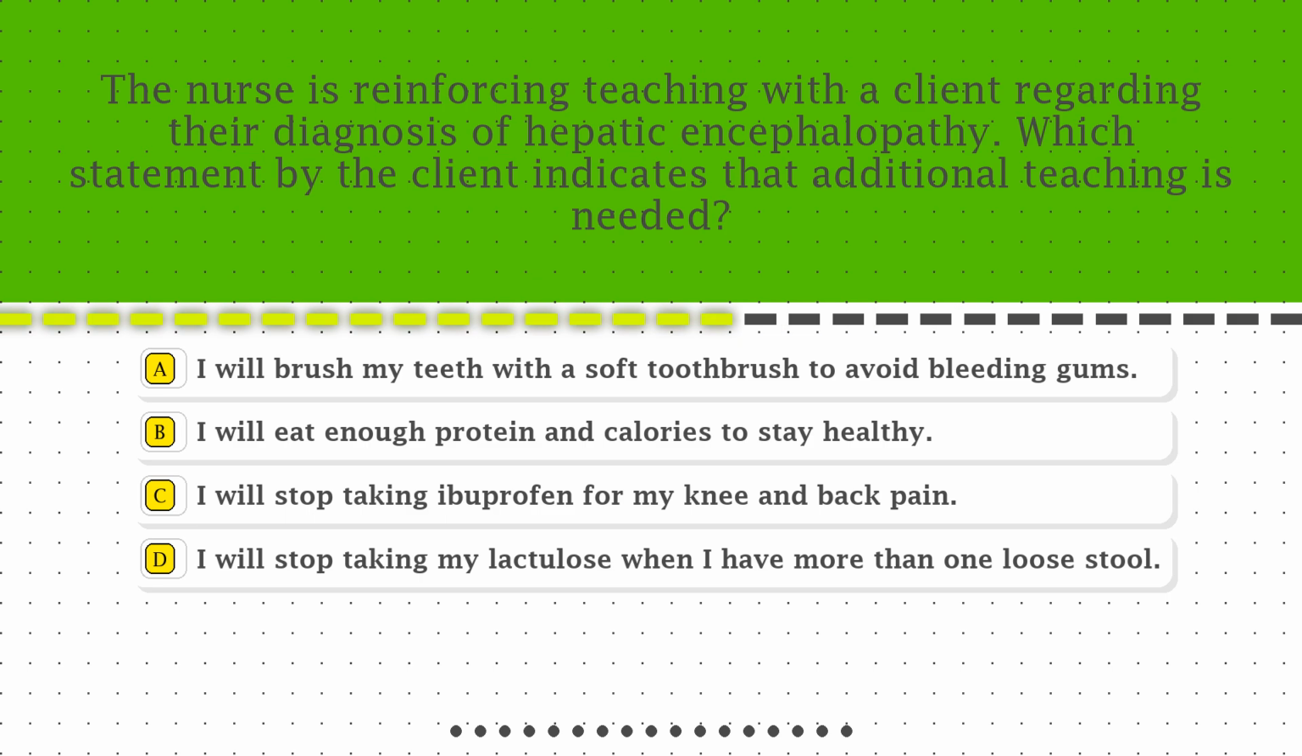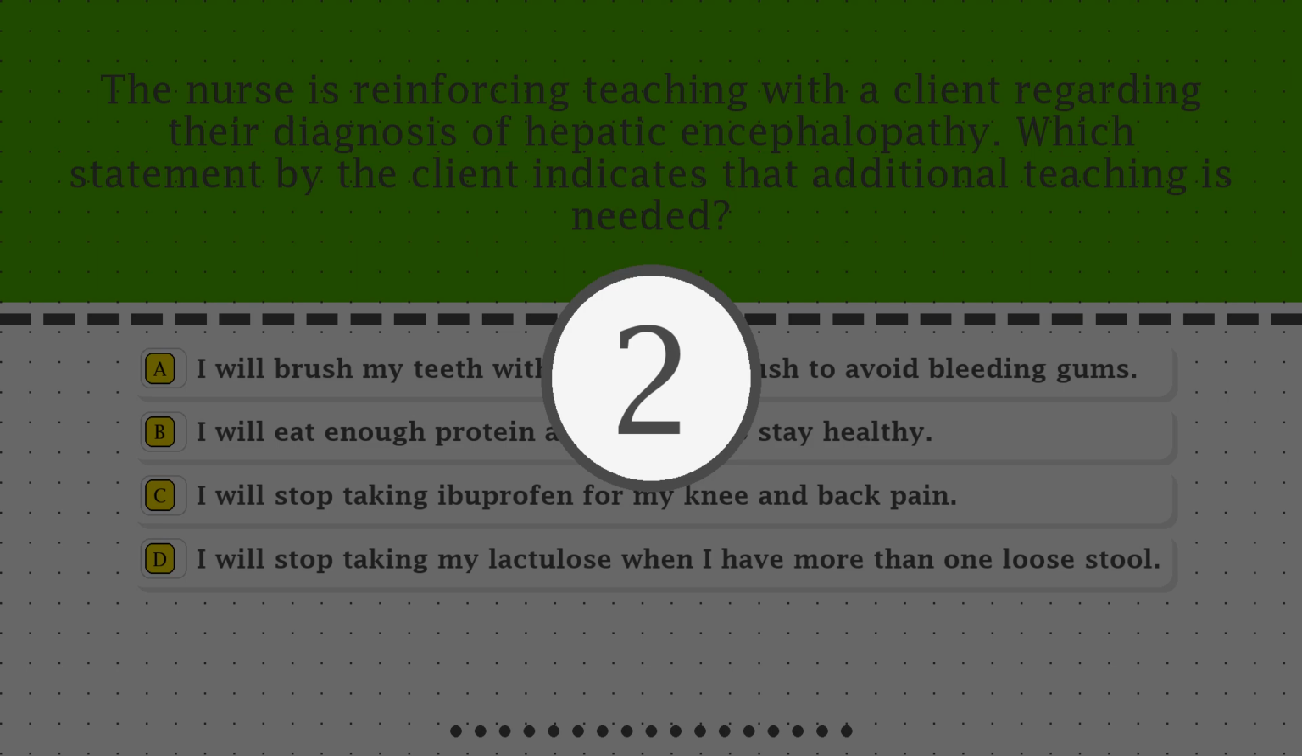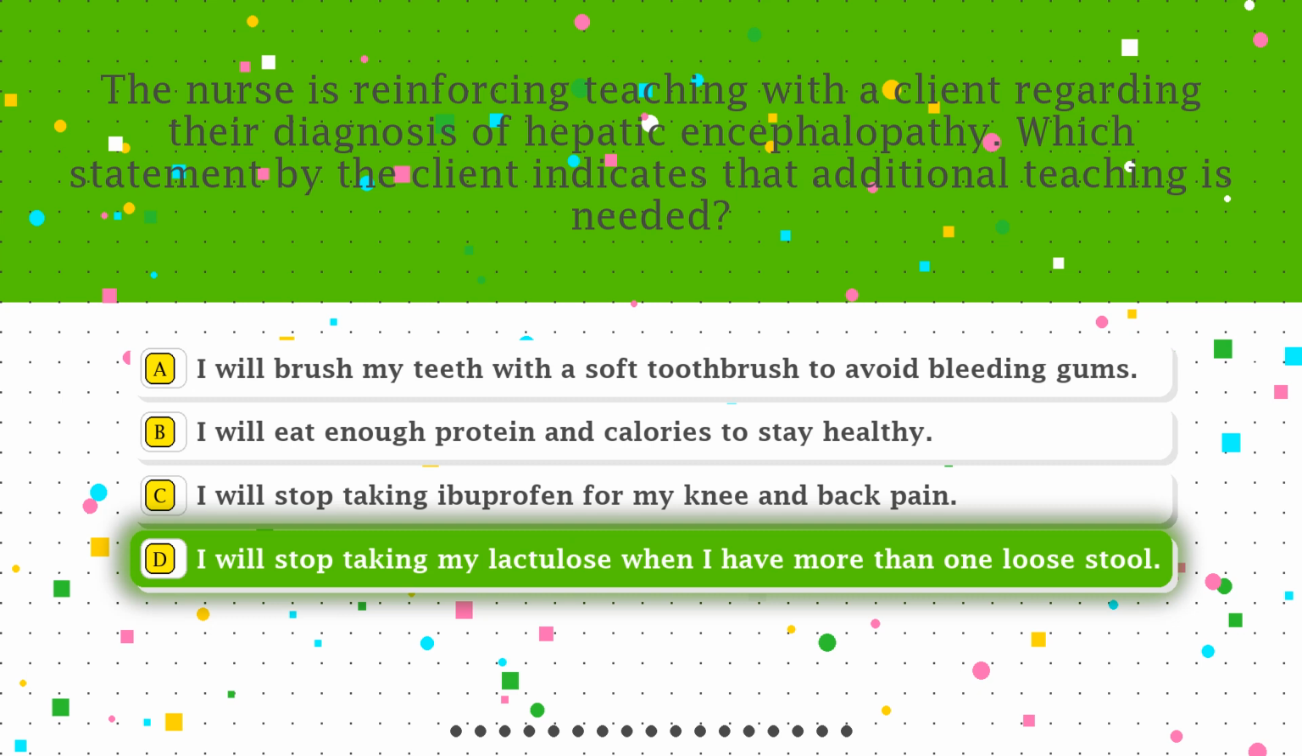Option A. I will brush my teeth with a soft toothbrush to avoid bleeding gums. Option B. I will eat enough protein and calories to stay healthy. Option C. I will stop taking ibuprofen for my knee and back pain. Option D. I will stop taking my lactulose when I have more than one loose stool. The correct answer is option D. I will stop taking my lactulose when I have more than one loose stool.